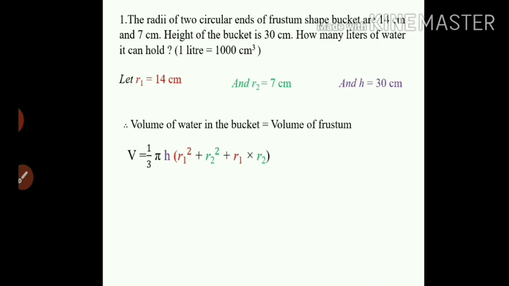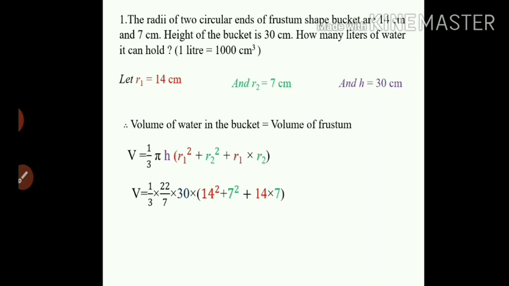The formula is volume of the frustum is equal to 1 upon 3 pi h, then R1 square plus R2 square plus R1 multiplied by R2 in bracket. Now here see all the values we got. R1 is given, R2 is given and h is given. So simply we have to substitute the values. So volume equal to 1 by 3, that is the constant value, I am writing as it is. Pi 22 upon 7. Height is 30 which is given. Then I'll open the bracket.